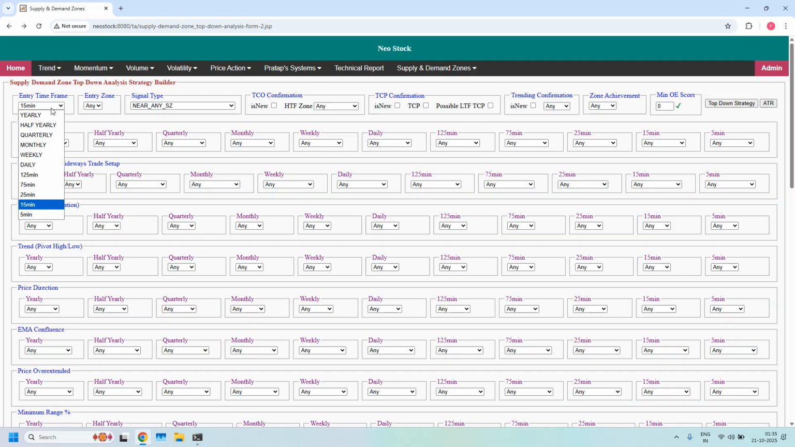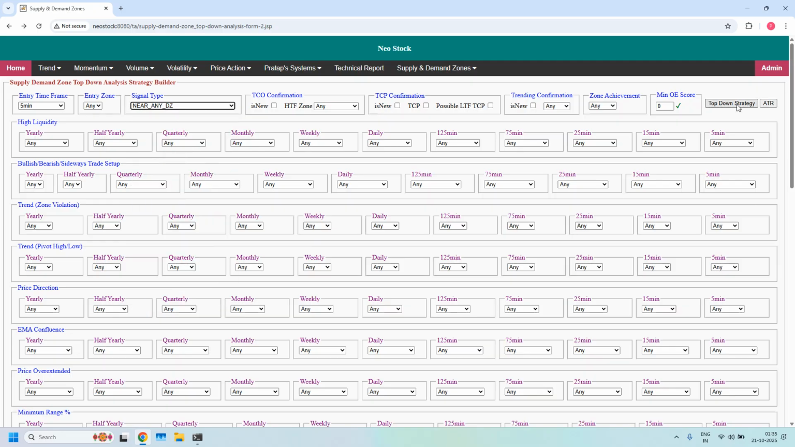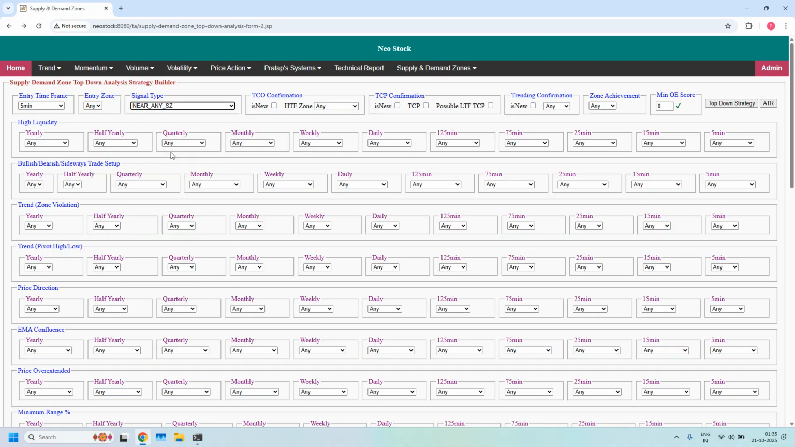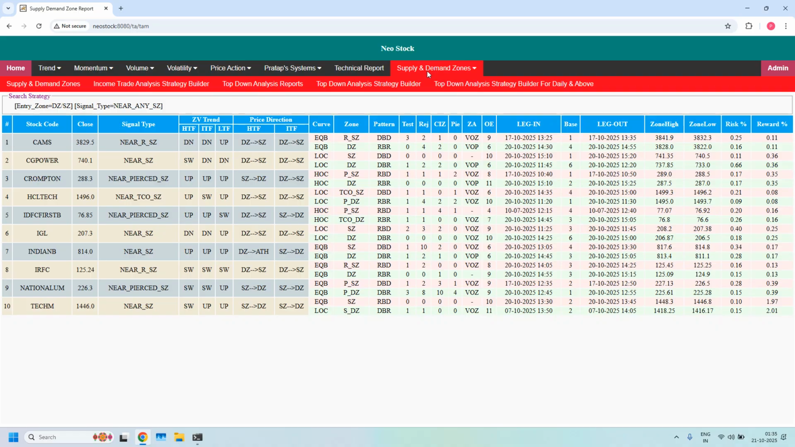Next time frame is 5 minutes. Stocks near the 5 minutes demand zone, we got 8 stocks. Next, stocks near the 5-minute supply zone, we got 10 stocks. So this is about stocks near demand and supply zones for different time frames.